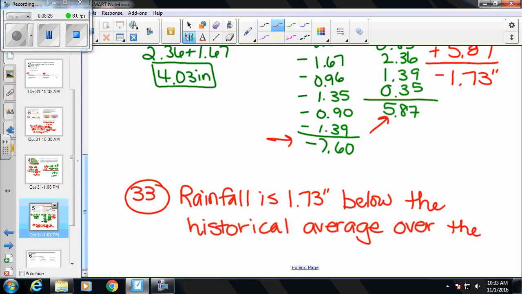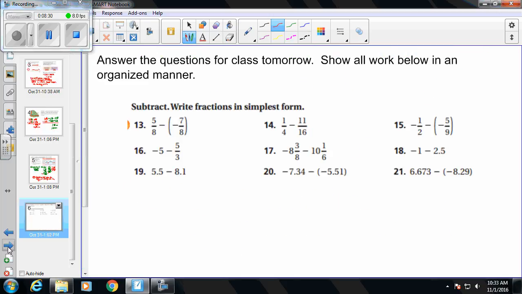On the next slide, there are 9 questions. I want you to answer these questions for class tomorrow. I want you to show all work in an organized manner. You can use the bottom of the slide, you can use the margin if you need to.